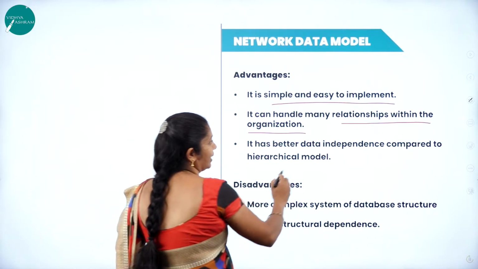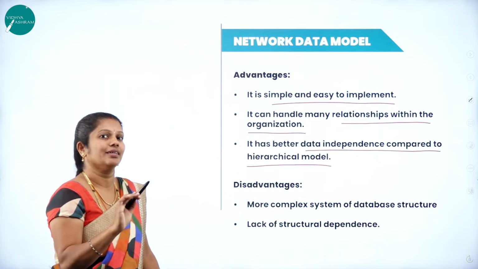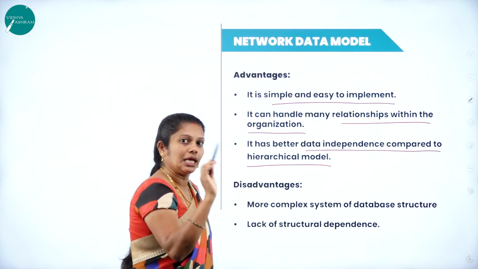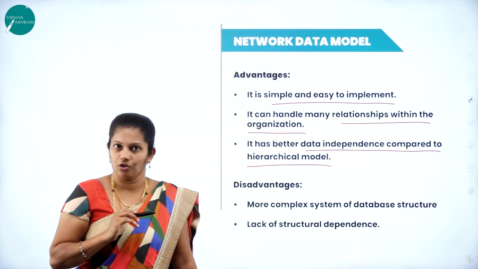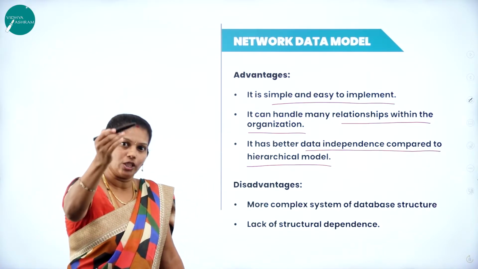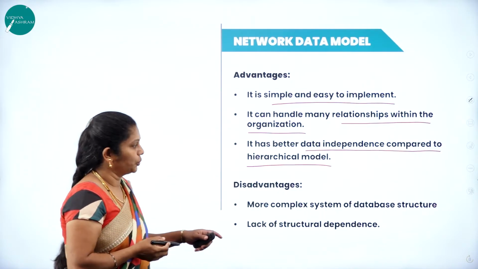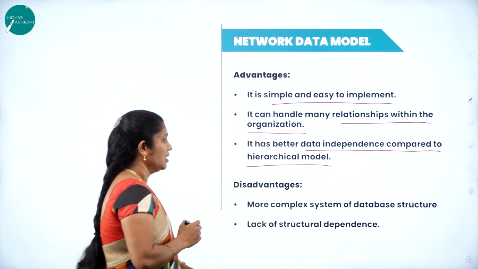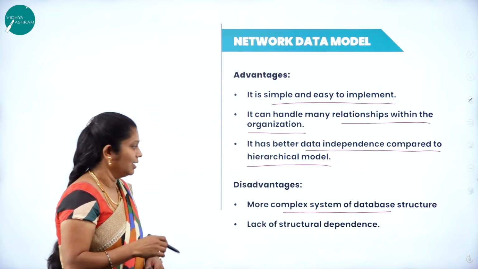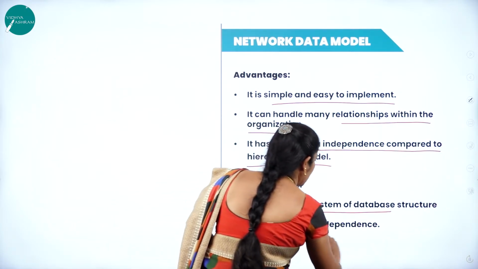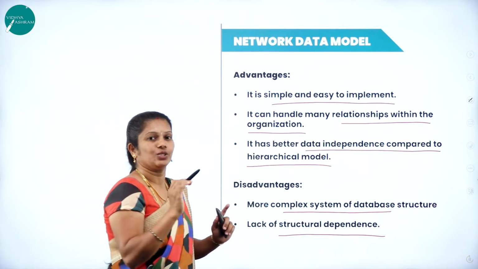It has better data independence compared to the hierarchical model, because in the hierarchical model all the data we have to arrange especially in tree format, with only one root and only children arising, whereas here we get multiple paths. When we come to disadvantages, the database structure is a more complex system, and there is a lack of structural dependency. These are a few disadvantages of the network model.